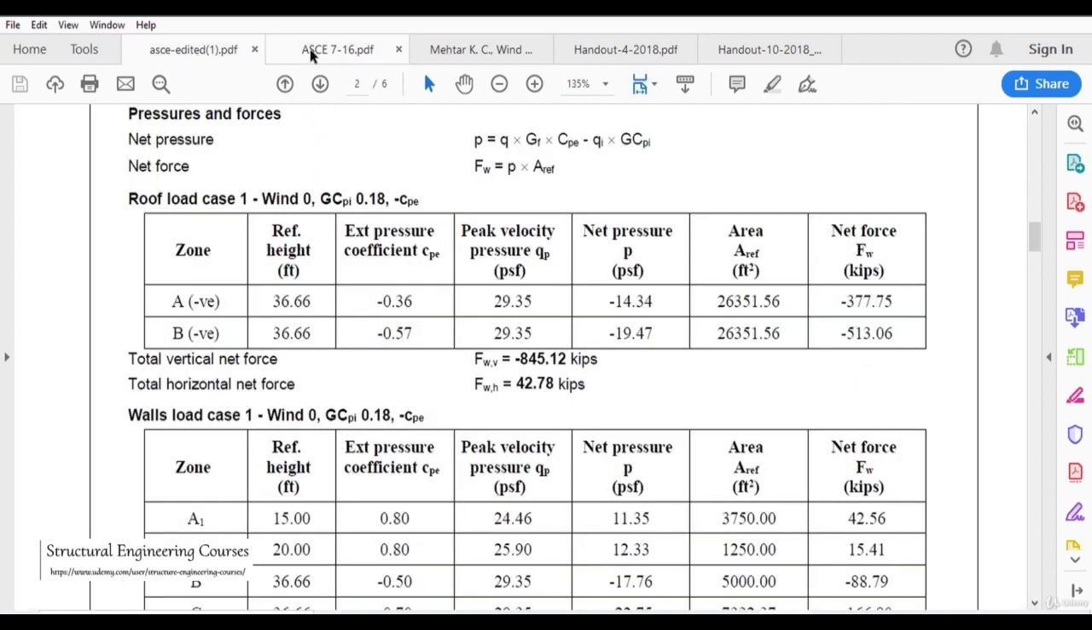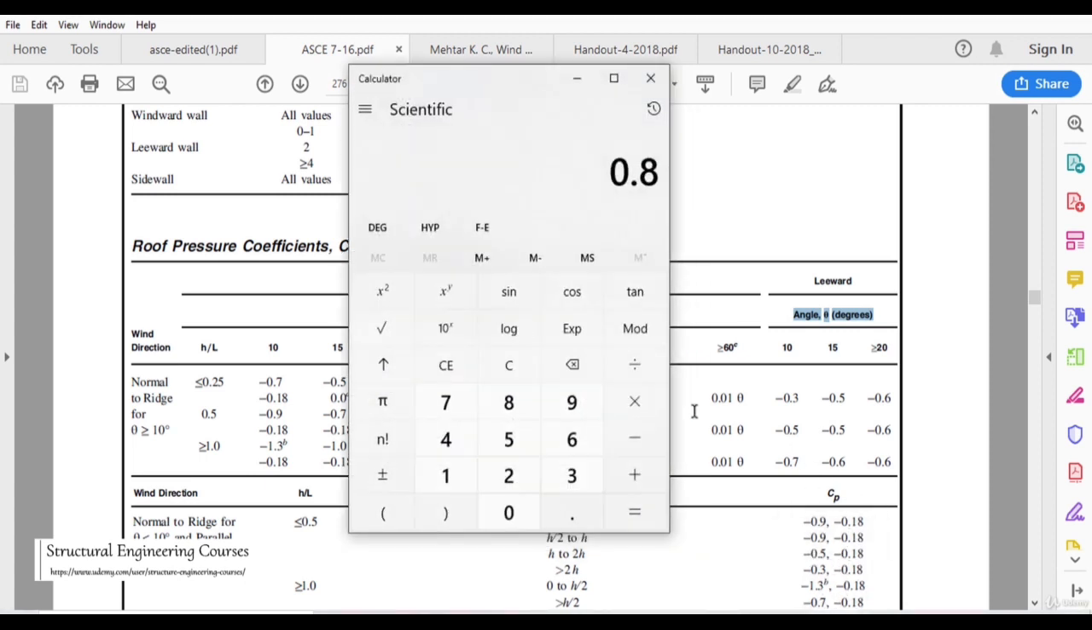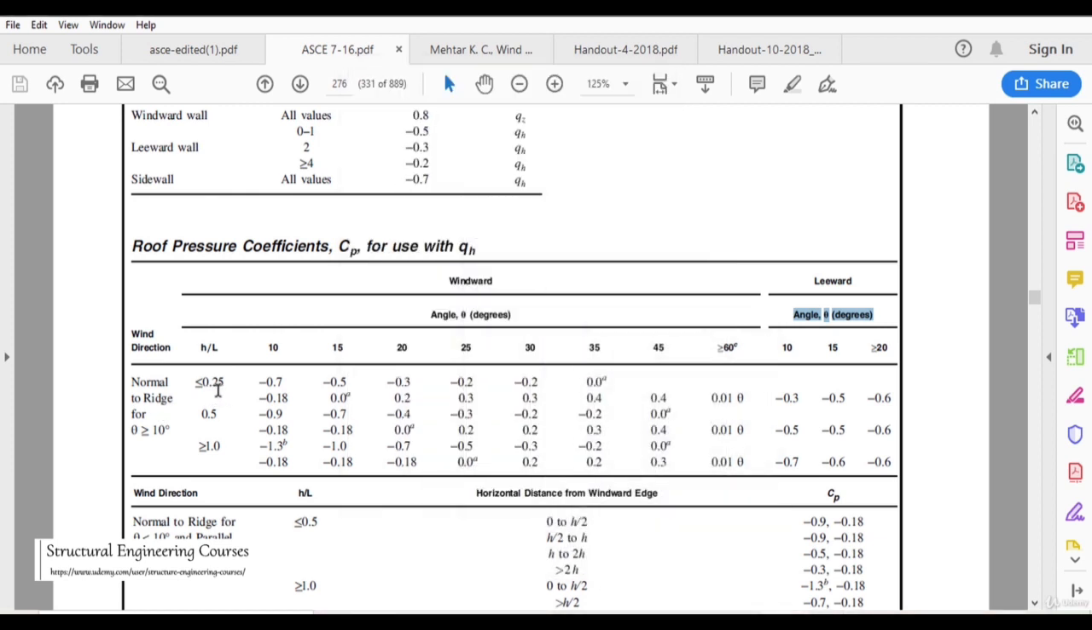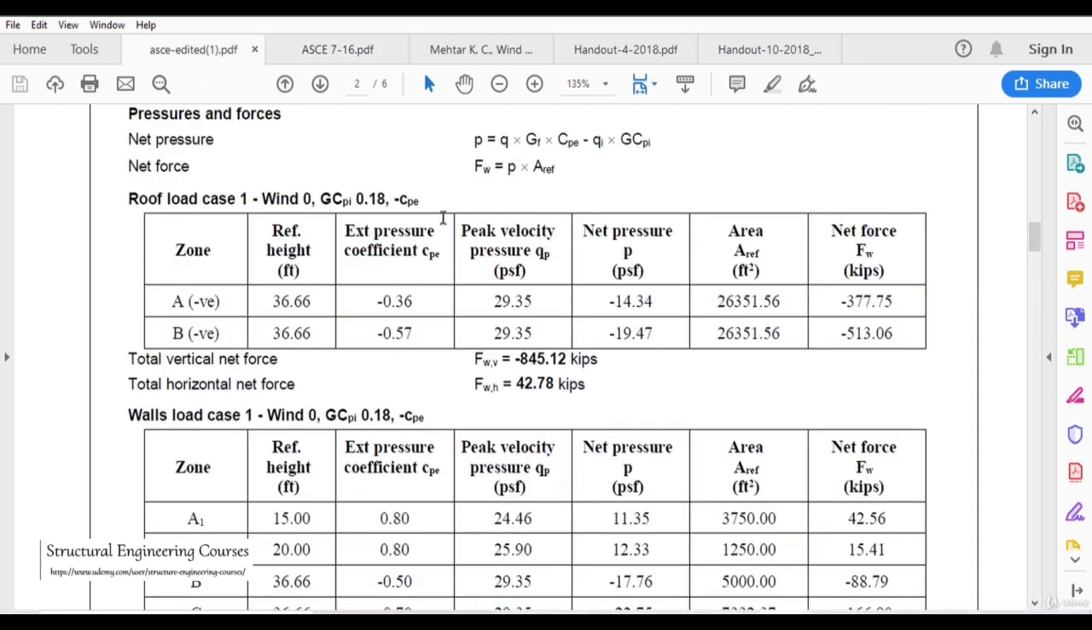So H by L, if we want to calculate, what we need to do is that our H is 36.6 divided by L, that is 200 feet. So it comes out to be 0.183. So our H by L is less than or equal to 0.25, and our roof angle is 18.4. It is something around here. So our value should come between 0.3 and 0.5 by interpolation. This value comes out to be minus 0.36.